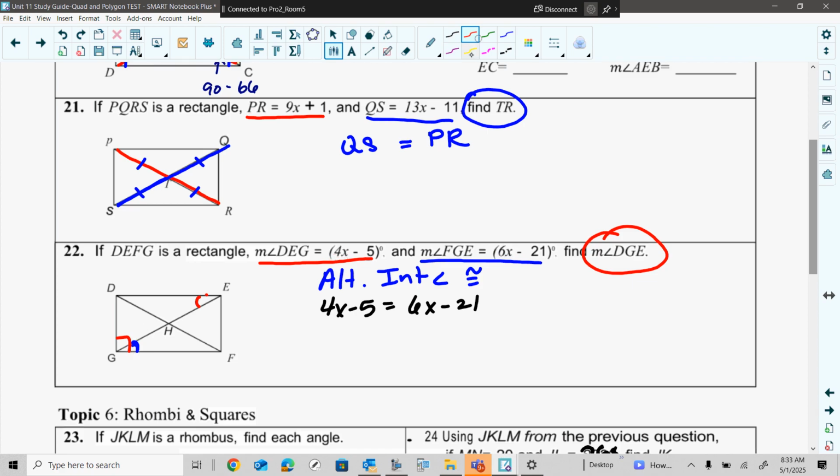Since that's a right angle, to find this missing piece, you have to subtract it from 90. So I would find the measure of FGE. And then 90 minus angle FGE is going to equal DGE.